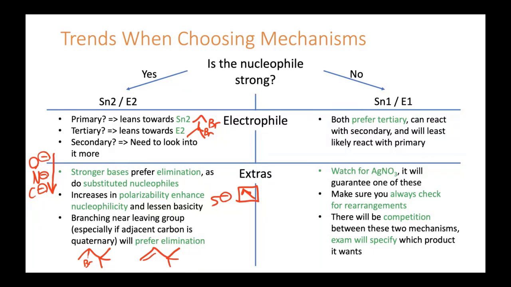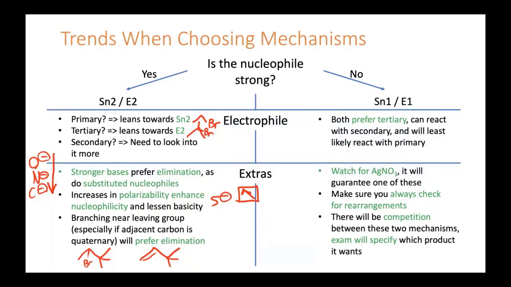Now, we move to the SN1 and E1 category. So if I ask myself, is the nucleophile strong? And I say no, that will make me lean toward SN1 and E1, because both these reactions have to wait for the leaving group to leave on its own. They don't actually interact with the electrophile to initiate the reaction.